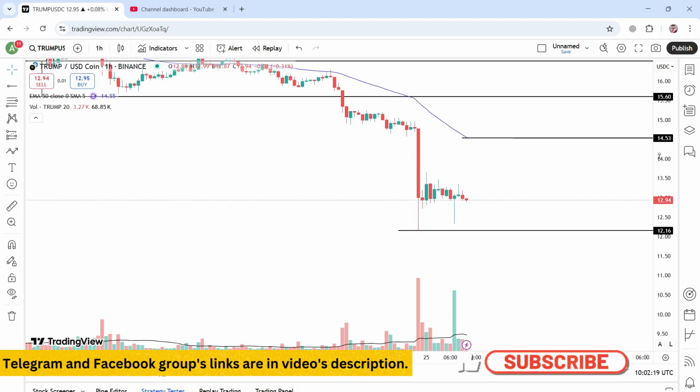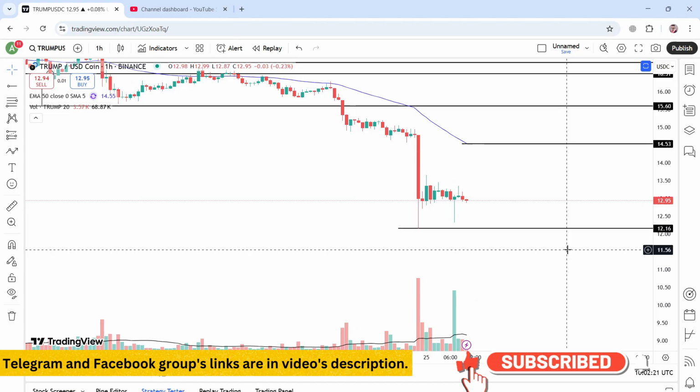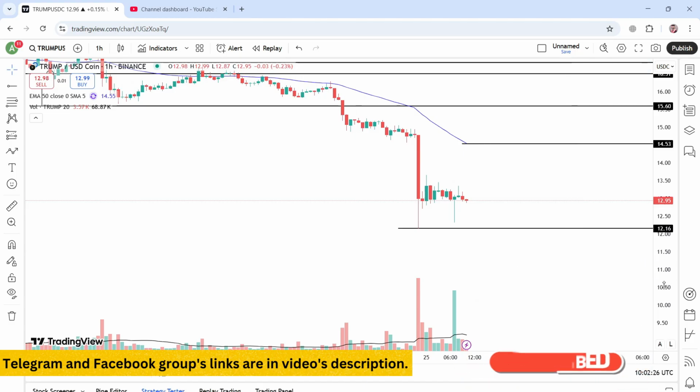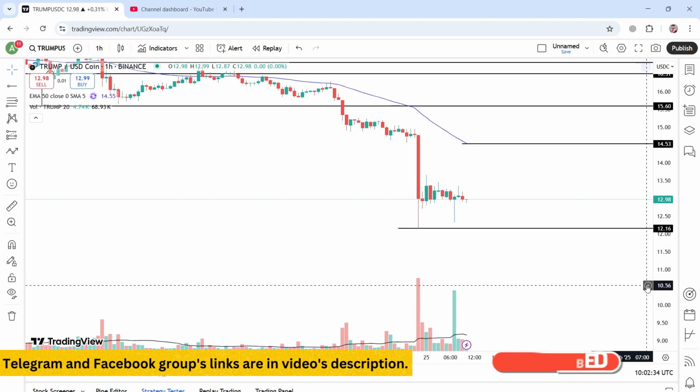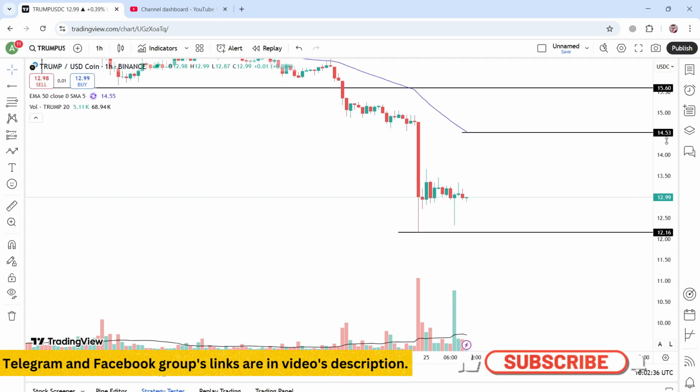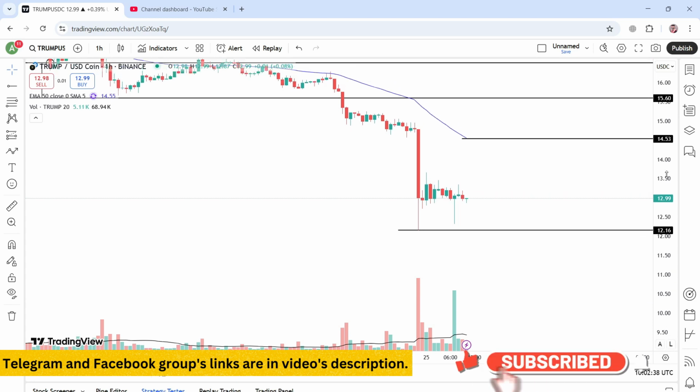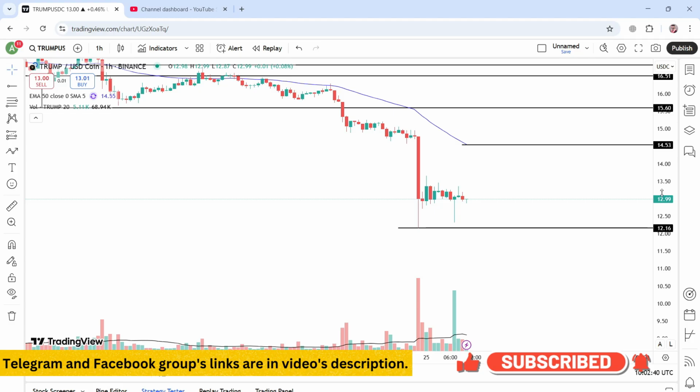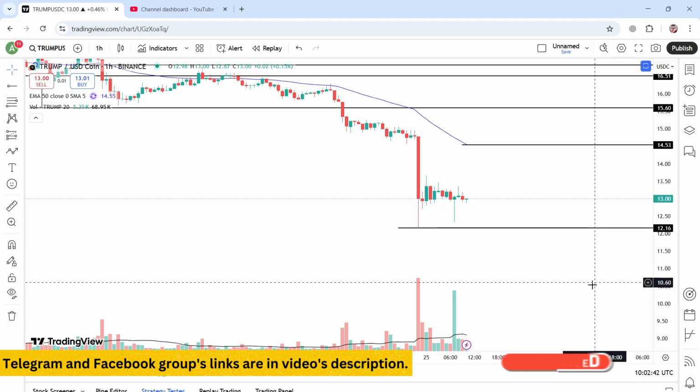14.53. So as this coin is moving in its downtrend, I will not recommend you guys to go for buying into this coin until you get confirmation that this coin has started its uptrend. We will get initial confirmation of its uptrend when it sustains above 14.53 in upcoming days. So before that, I will not recommend you guys to go for buying into this coin.